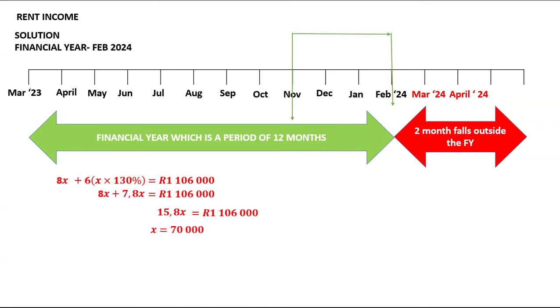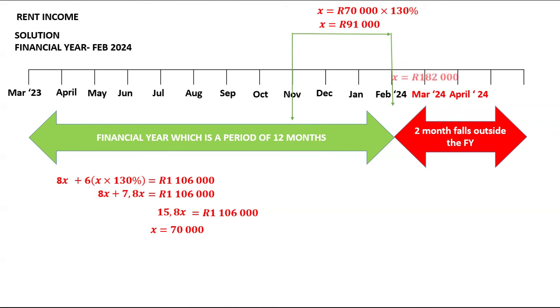But this X is rent before the increase. And we want to remove rent for those 2 months that don't fall within the current financial year, which is March and April. We need to deduct those months because they don't belong in this period. By including them, we incorrectly overstated our income, because the conceptual framework states that it must be earned within the reporting period. So you're going to increase the 70,000 by 130%, and it'll give you 91,000. We have two 91s, one for March and one for April, and that'll be 182,000.